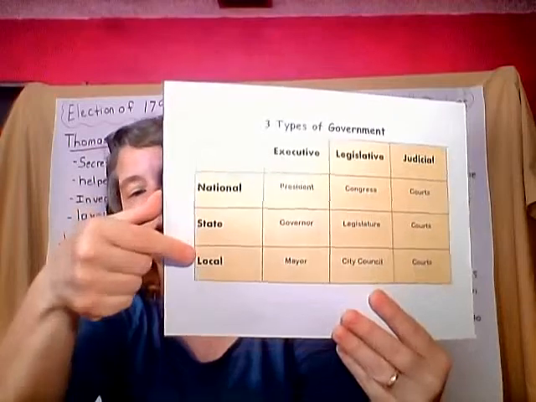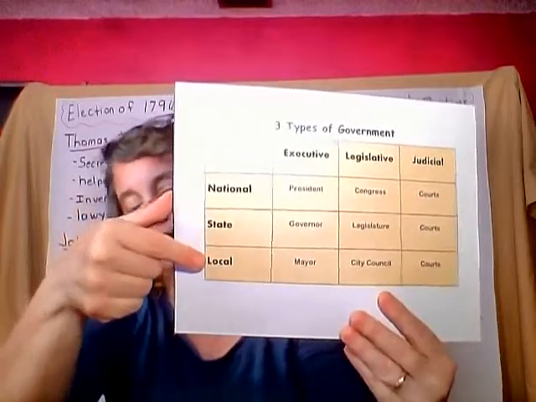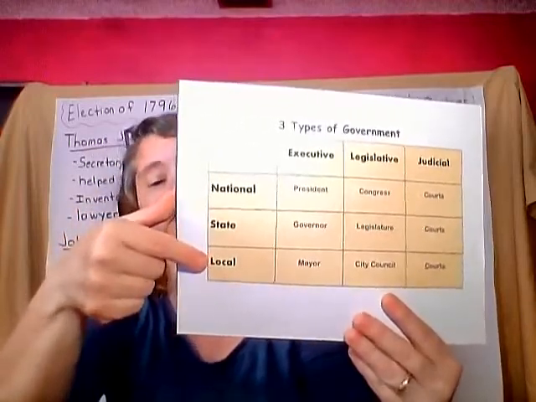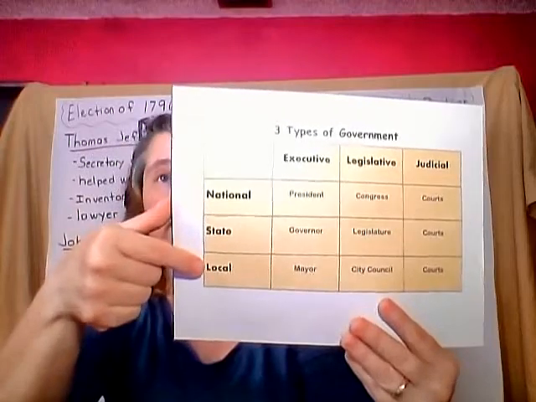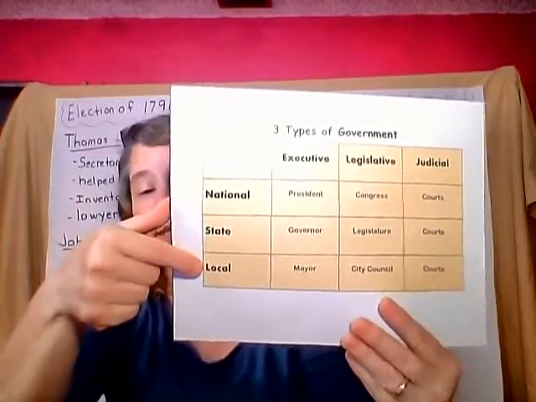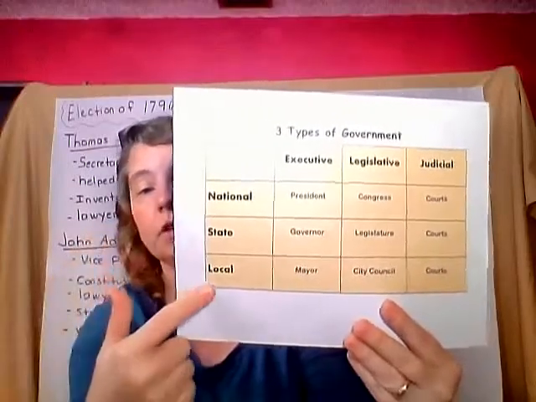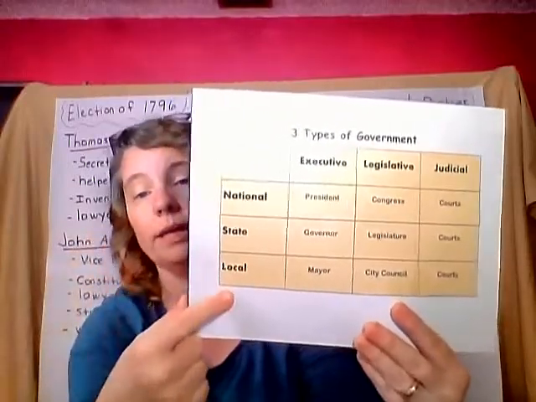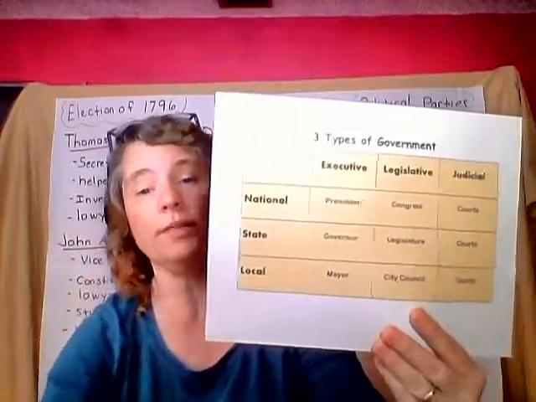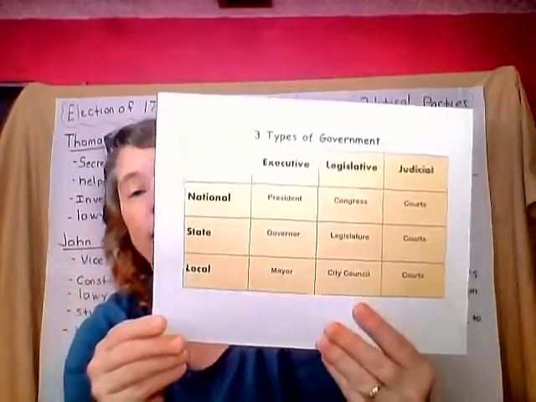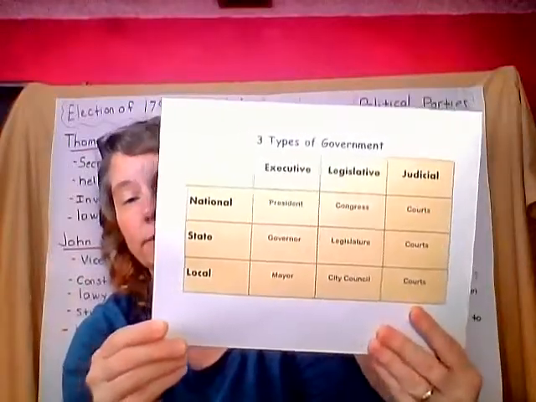Okay? And the local would be the city like West Palm Beach, or Lake Worth, or Boynton Beach, or Wellington, or Royal Palm Beach. Any of those would be examples of local. Or the county that we live in, which is Palm Beach County. That would also be a local one. Okay? So we talked about those ones. All right?